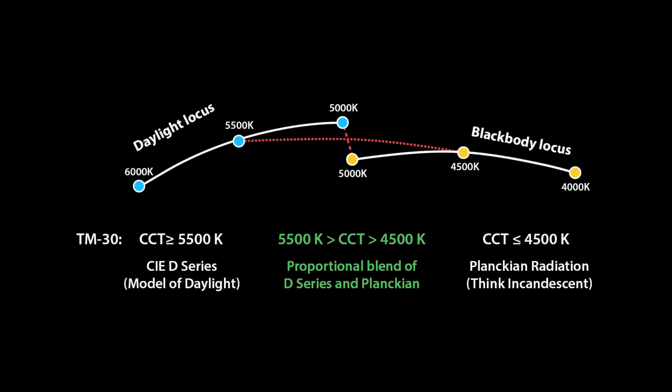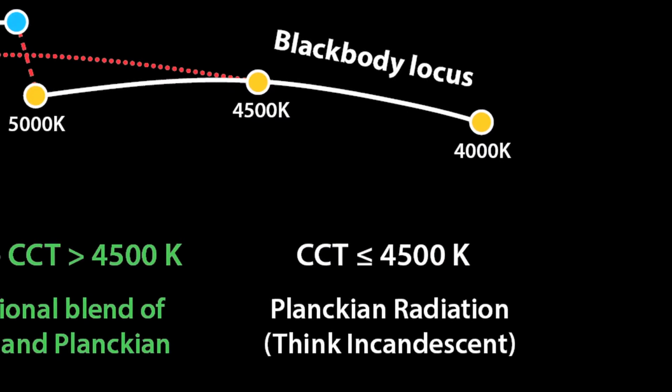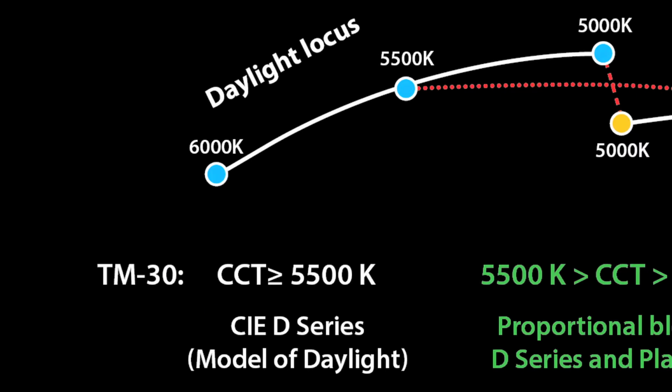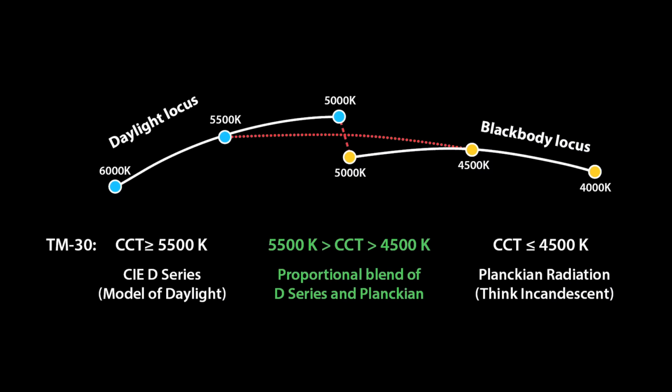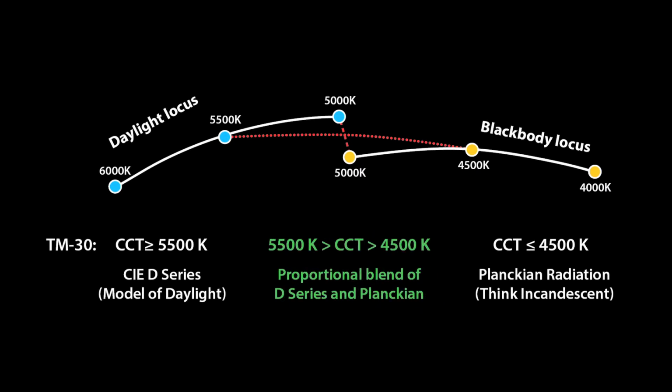In TM-30, we're using the same reference sources as we are with CRI. So at CCTs below about 4500 K, we're using Planckian or blackbody radiation. Essentially, you can think of that like an incandescent lamp. Above 5500 K, we're using a model of daylight, just like the sky outside. And in between the two, the one difference with CRI is that we're actually blending between 4500 and 5500 K instead of a sharp cutoff right at 5000 K.